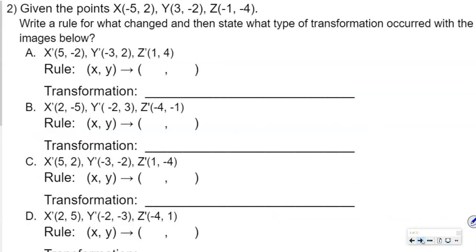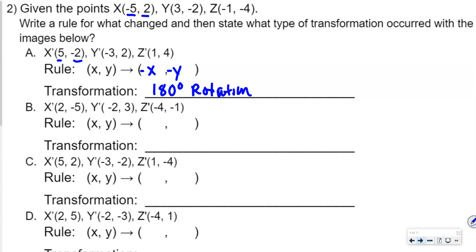Given the points x, y, z, write a rule for what change and then state what type of transformation occurred with the images below. So we're looking at these values right here, and we're going to compare them to x prime, okay? So I noticed they did not flip, so I'm going to just write x, y. Then I'm looking at did one of the signs change, or in this case, did both signs change, and they did. So that is a 180-degree rotation. Now here again, these are rules that you need to memorize, okay?